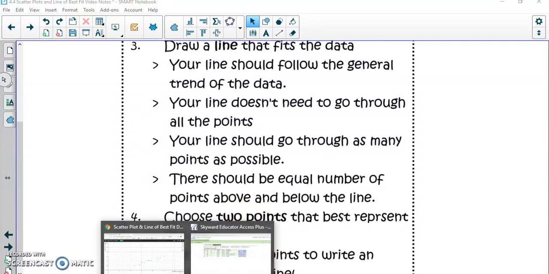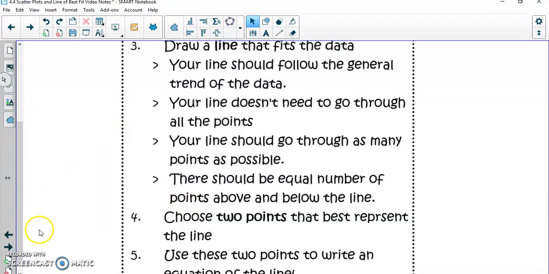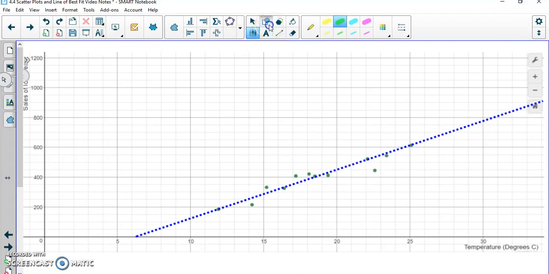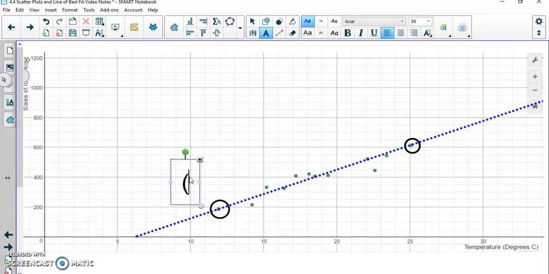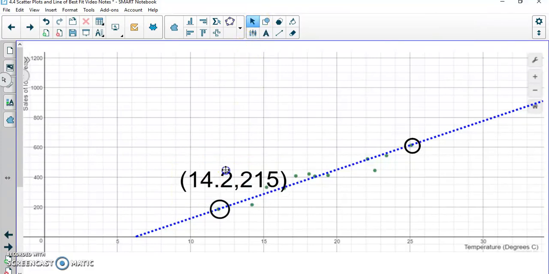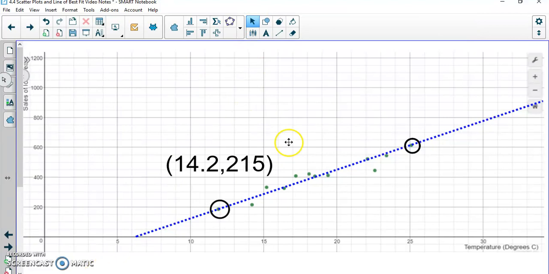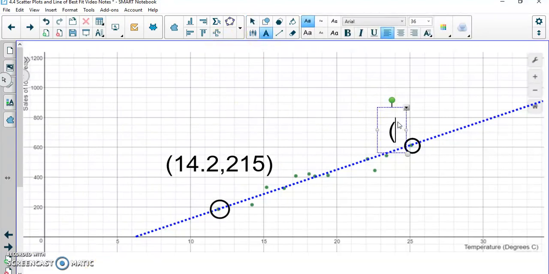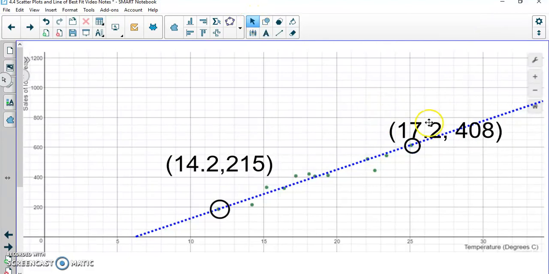So I'm going to choose 2 points that are on that line. For me, I'm going to go ahead and choose this first one right here. So I'm going to choose that point, and I'm also just going to choose that point. There's 2 points on the line, so I can go ahead and use them. Now, if we look at the data, that's the first and the last data point. So just labeling those data points, that's 14.2 and then 215 for the sales. And then up here, this is the point 17.2 and then 408.